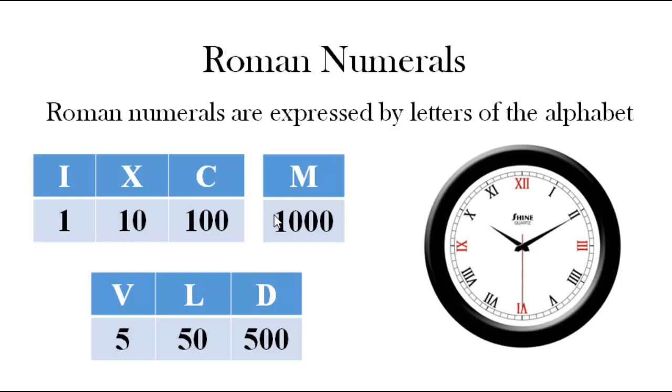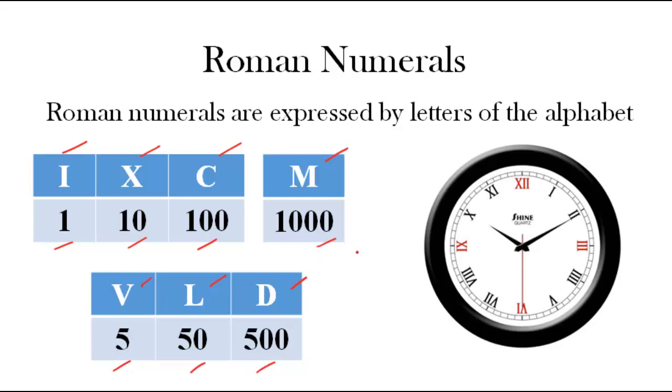Now we are going to study about the Roman numerals. In Roman numerals, the letters of the alphabet are used to represent numbers. These letters are: letter I represents 1, letter X represents 10, letter C represents 100, letter M represents 1000, letter V represents 5, letter L represents 50, letter D represents 500.